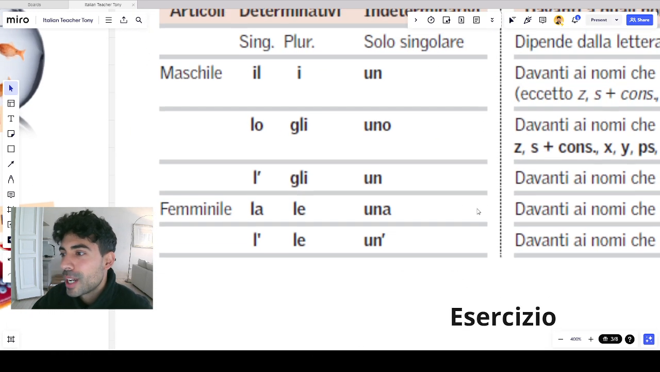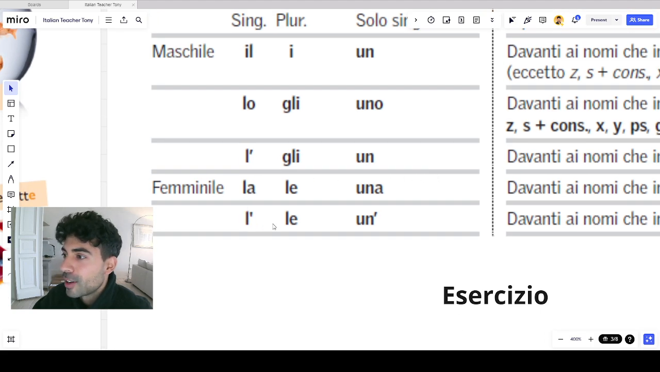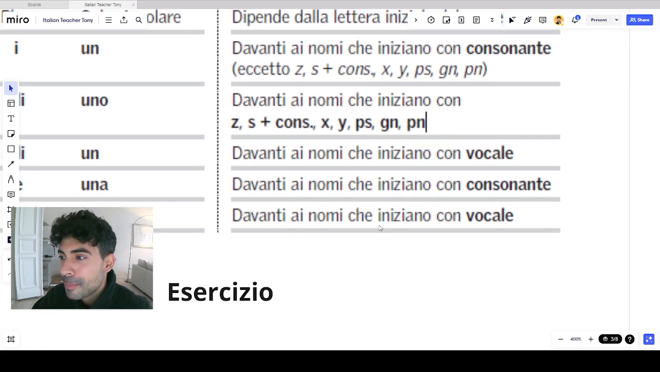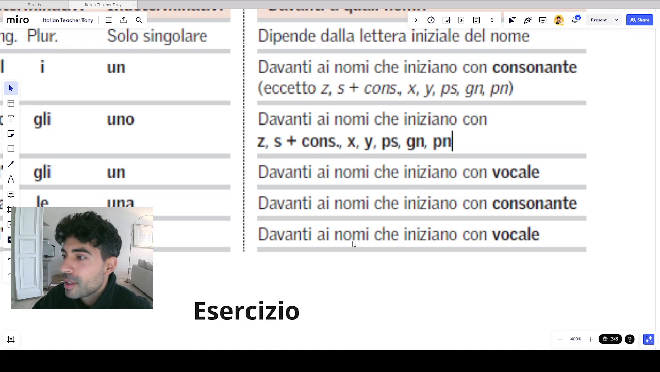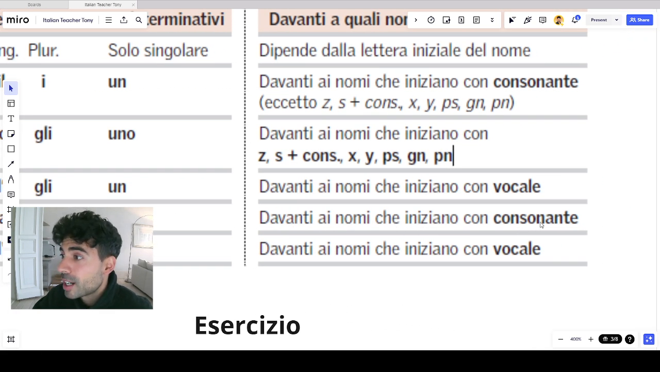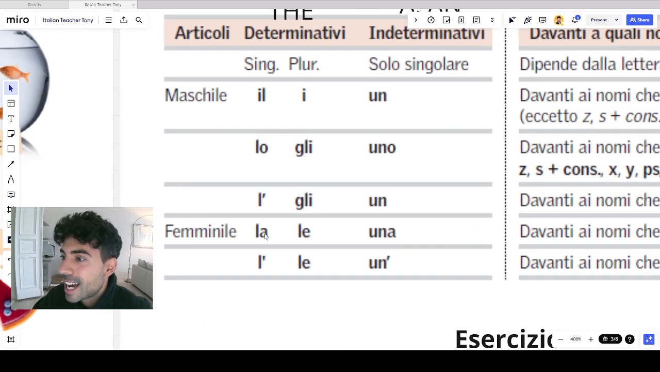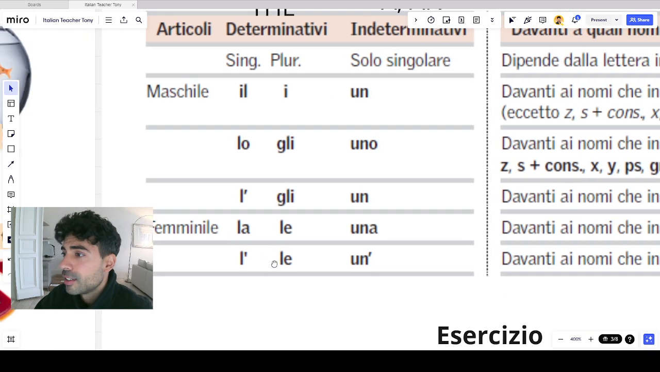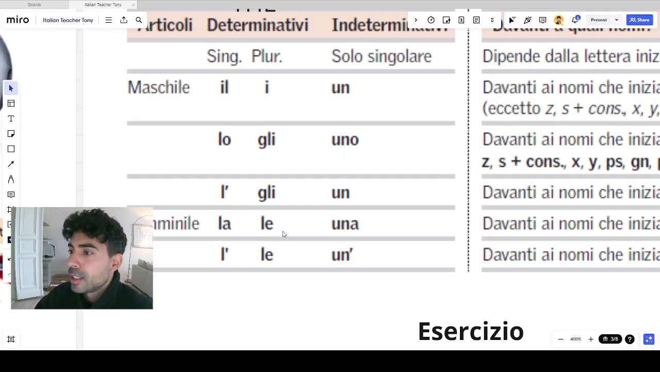For the feminine, we are much luckier because we have only la or l'. As you can imagine, l' will be used davanti ai nomi femminili che iniziano con vocale. So if you have a feminine noun starting with a vowel, you will say l'. If you have a feminine noun starting with a consonant, you will use la. La ragazza, the girl, or l'arancia, the orange, because orange is feminine starting with a vowel. The plural form in the feminine is always le, so it doesn't matter if it starts with a consonant or a vowel, it's always going to be le.